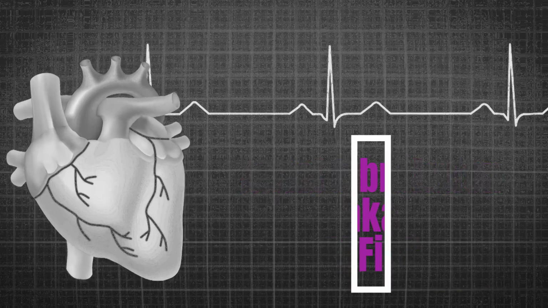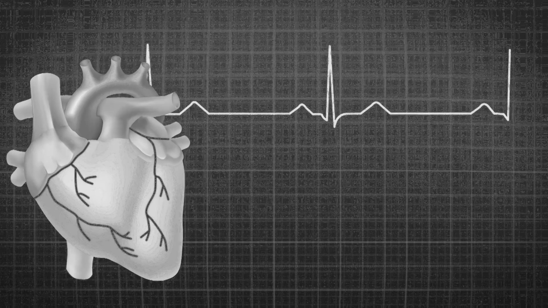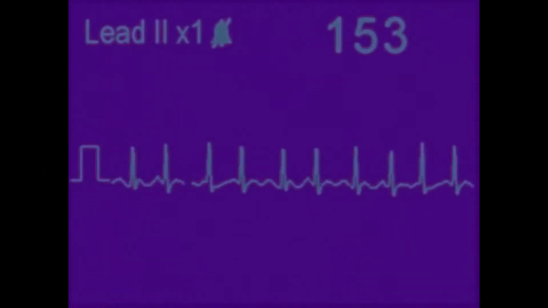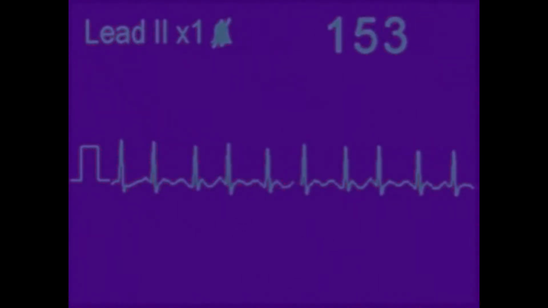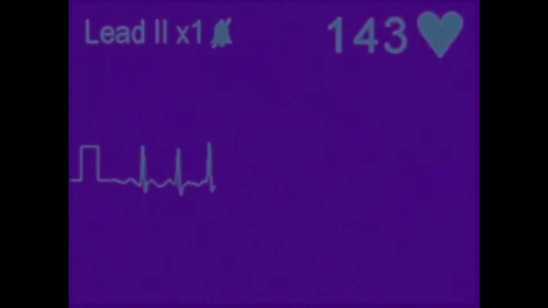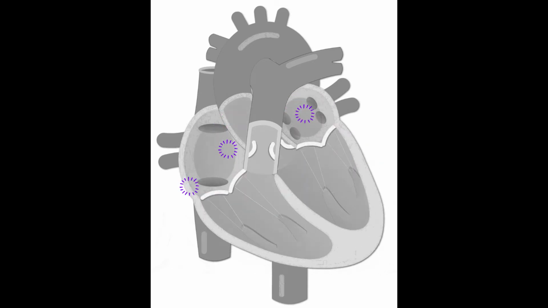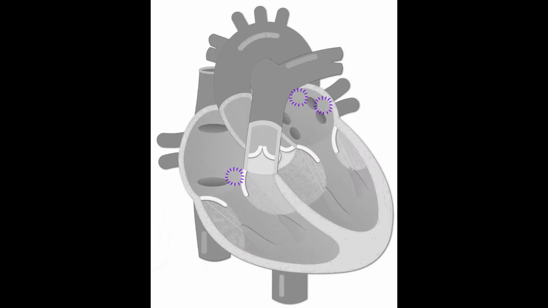Atrial fibrillation, AFib, is the most common type of heart arrhythmia or abnormal rhythm characterized by an irregular heartbeat. It occurs when the heart's upper chambers, the atria, contract chaotically and out of sync with the lower chambers, called the ventricles. In AFib, the electrical signals in the atria become disorganized, causing the atria to quiver or fibrillate instead of contracting in a coordinated manner.